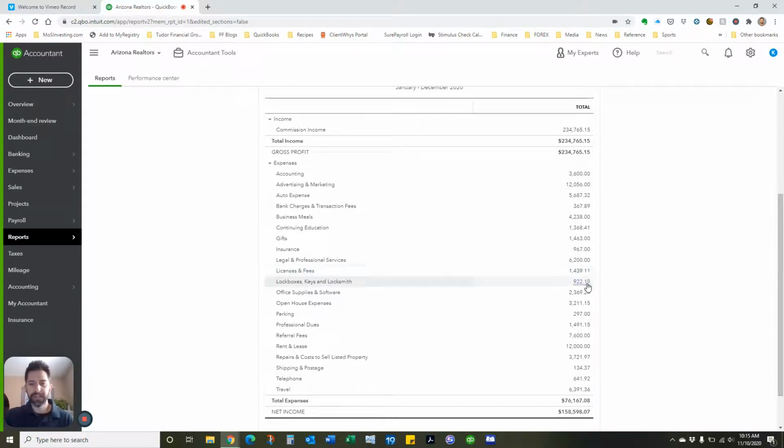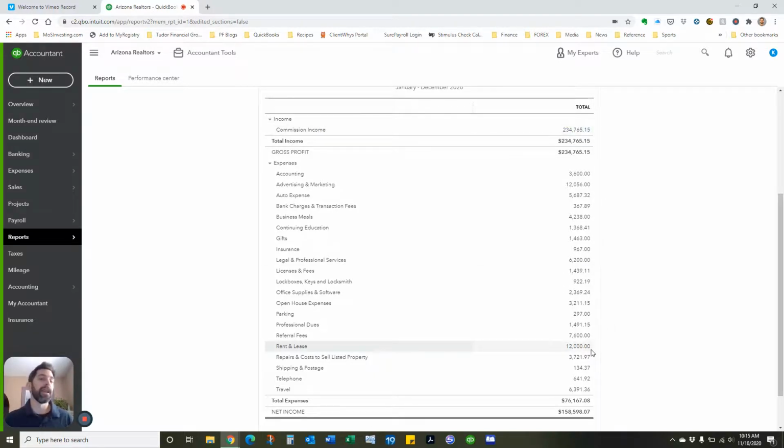We'll just skip down. Let's look at a number that pops out, like $12,000 rent and lease. Okay, that number pops out. It's higher than a lot of these other numbers on the P&L. Maybe you're renting an office for, it looks like, maybe $1,000 a month. Is that reasonable? It's a lot of money, $12,000. You're producing a decent amount of commission income, in this case, $235,000.